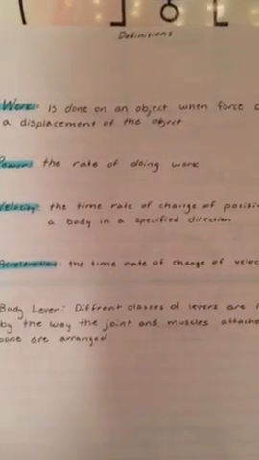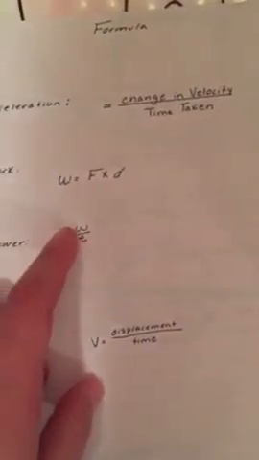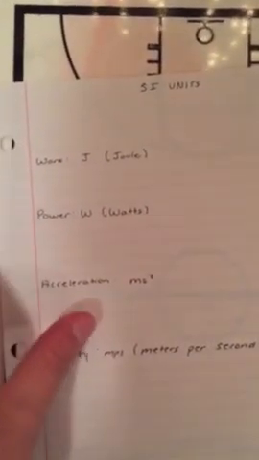The next part of physics that we'll be talking about is power. Power is the rate of doing work. The formula for power is power equals work over time, which work is force times displacement. So we'll have to be putting that into our problem. And then power is also in watts.